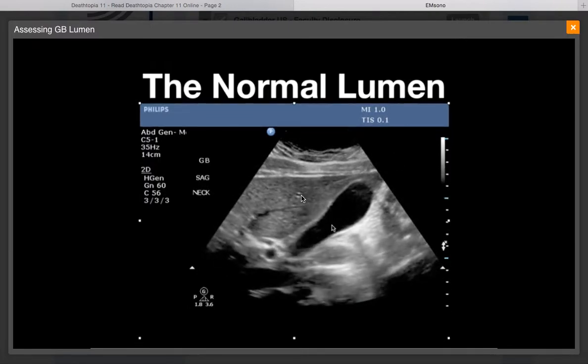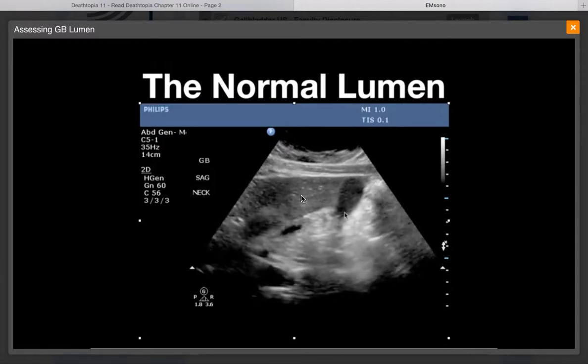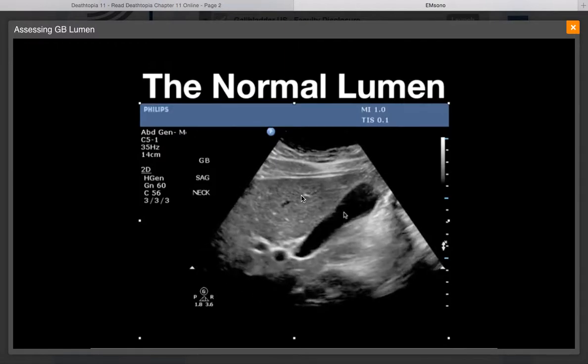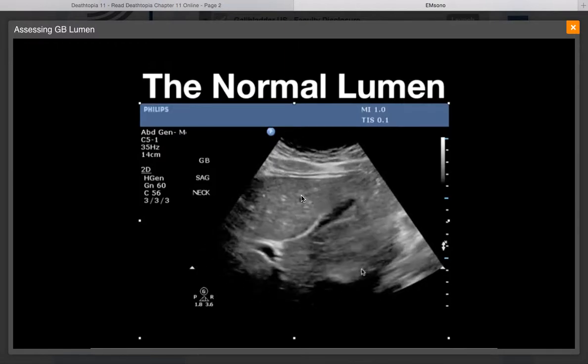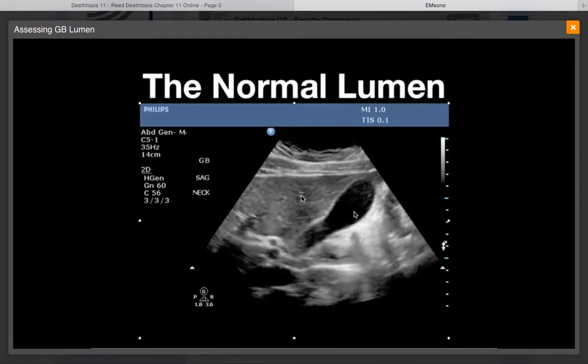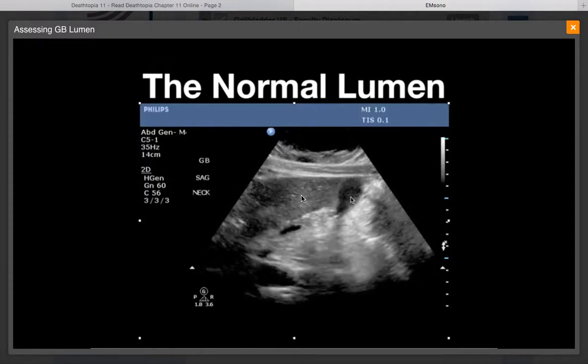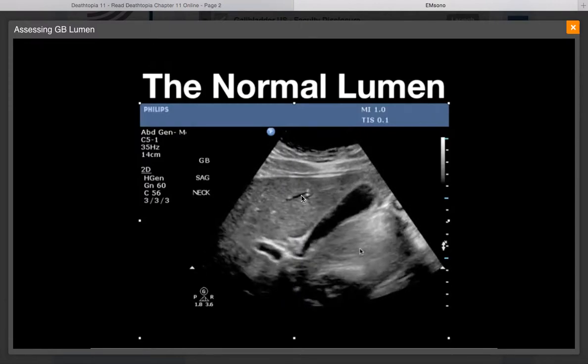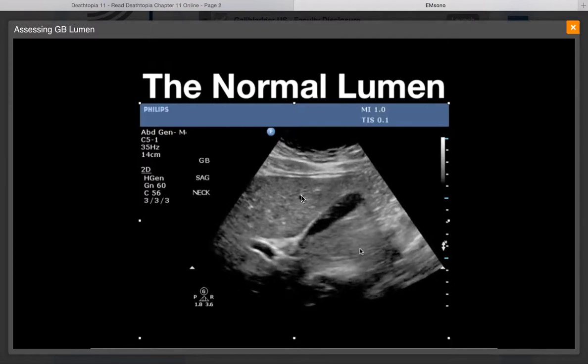Here is a sagittal sweep of a normal gallbladder again. Note the absence of any internal echoes. Note in the near field, however, the presence of reverberation artifacts. You can see these up in here within the lumen. These are very common and should not be confused with pathology.